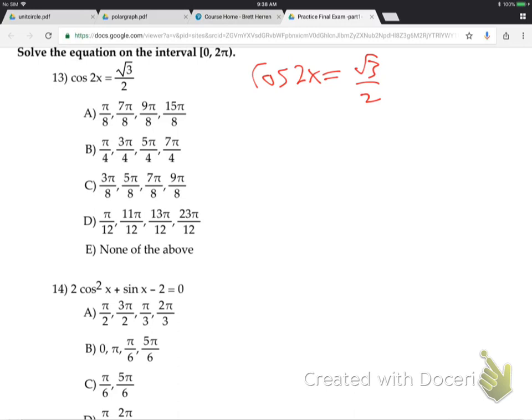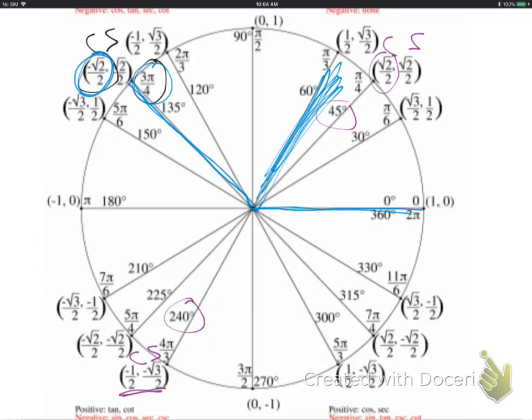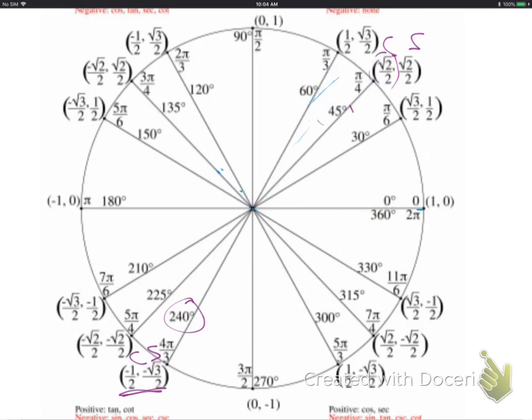Remember what we had to do? You have to find, where is cosine root 3 over 2, first off? Go to the unit circle. Where is it? Unit circle. Where is cosine? Let me kind of erase some of these. Where is cosine root 3 over 2? Positive. Cosine sine right there, and cosine sine right there. See how cosine in both those places is positive root 3 over 2? Pi over 6 and 11 pi over 6.